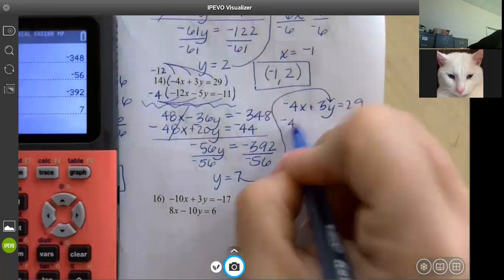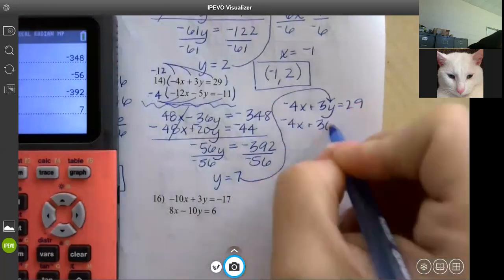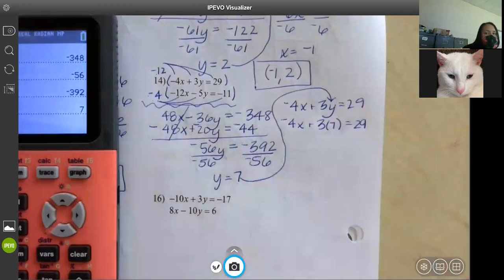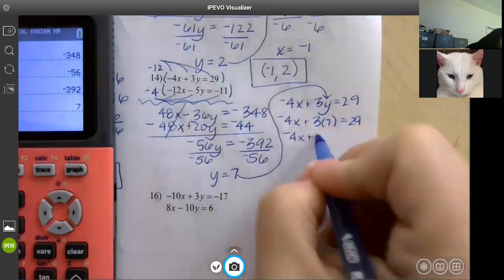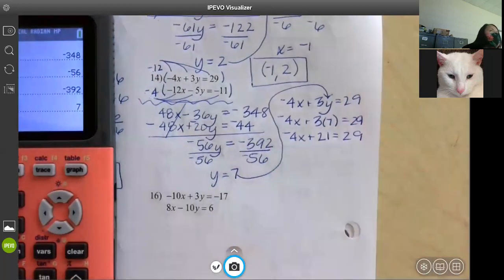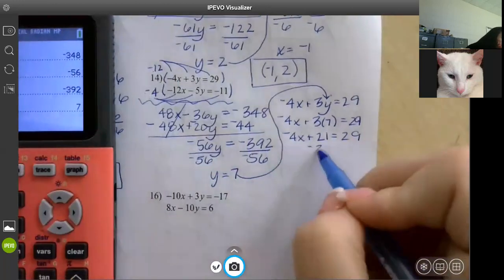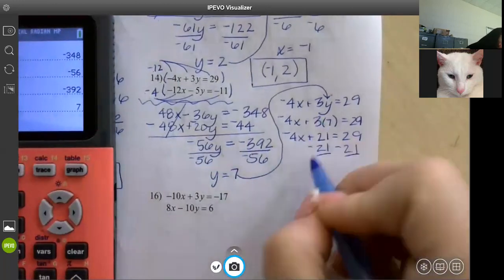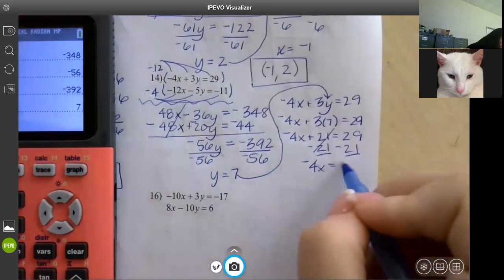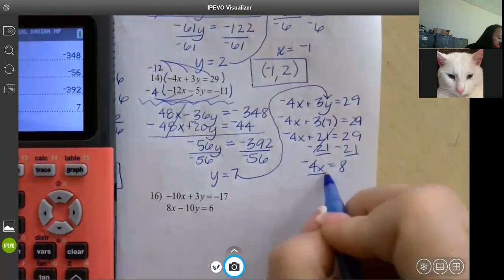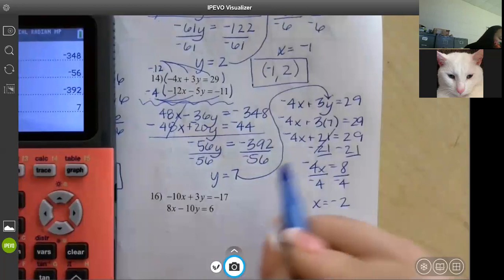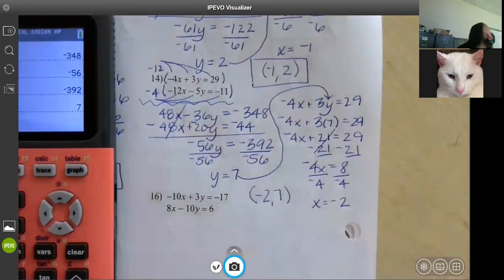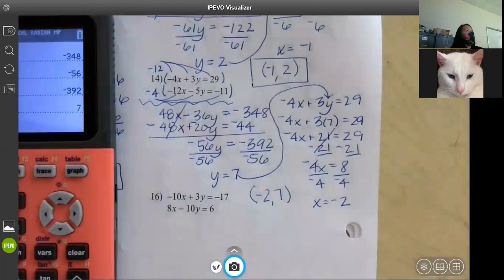So we get negative 4x plus 3 times 7 equals 29. Clean it up. Negative 4x, 3 times 7 is 21 equals 29. We're going to subtract our 21, and we get negative 4x equals 8. Divide by negative 4, and x equals negative 2. Remember, you have an xy coordinate, so negative 2, 7 is your answer.